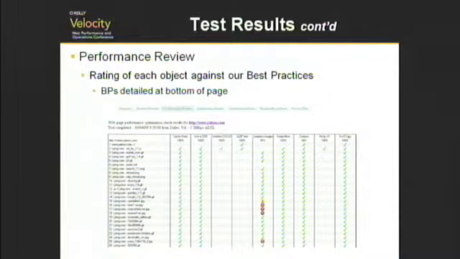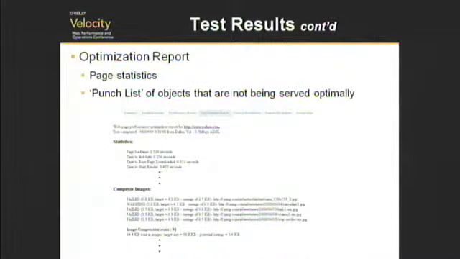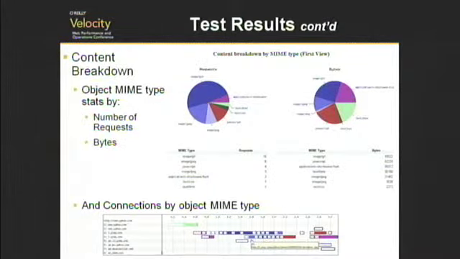This is a view of the compliance against our best practices. And then a detailed report showing here the objects that didn't pass and why they didn't pass, something that could be compressed more, something that didn't have the proper cache headers, etc. We also have a content breakdown. This particular example shows the MIME types by number of requests and by bytes, both in pie chart form as well as a connection view. Same thing, breakdown by domain.